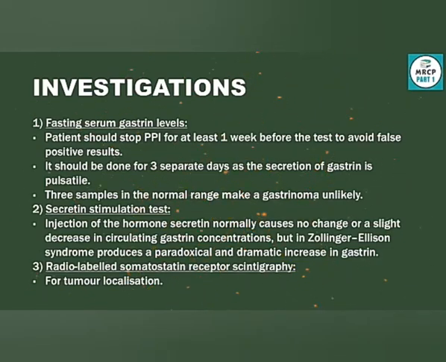Secretin stimulation test. Injection of the hormone secretin normally causes no change or a slight decrease in circulating gastrin concentrations, but in Zollinger-Ellison syndrome produces a paradoxical and dramatic increase in gastrin. Radio-labeled somatostatin receptor scintigraphy for tumor localization.